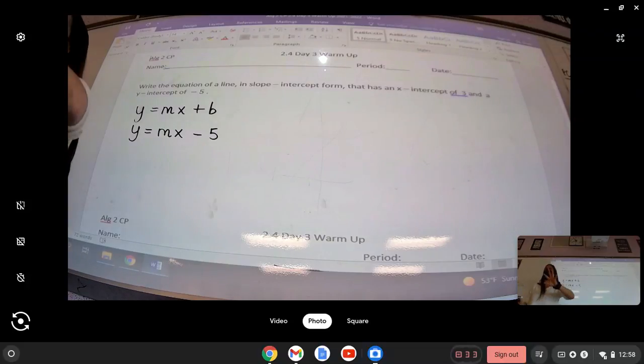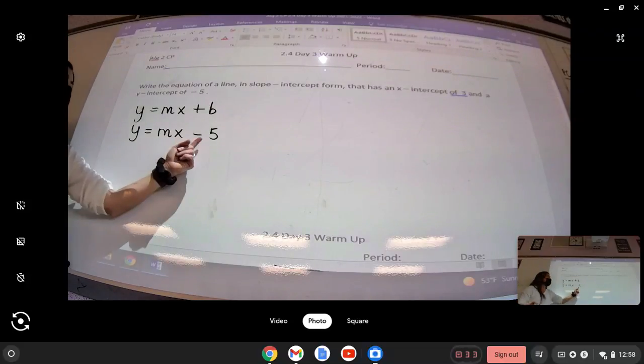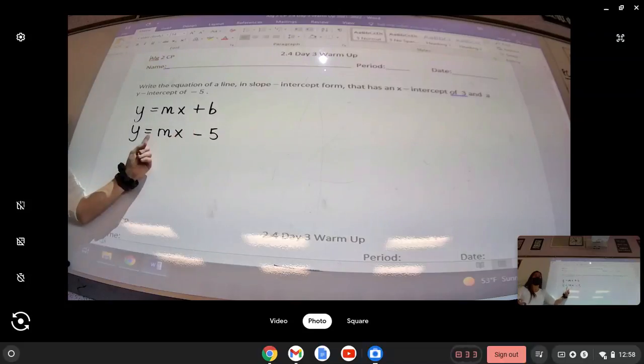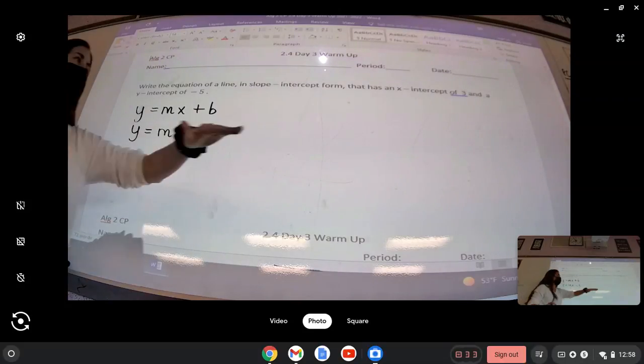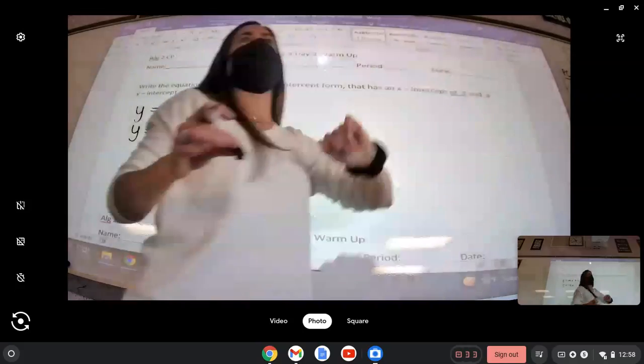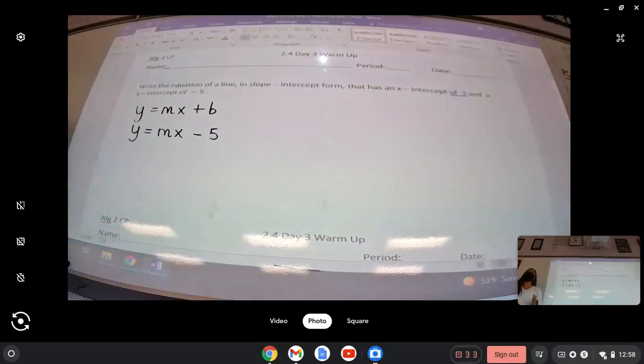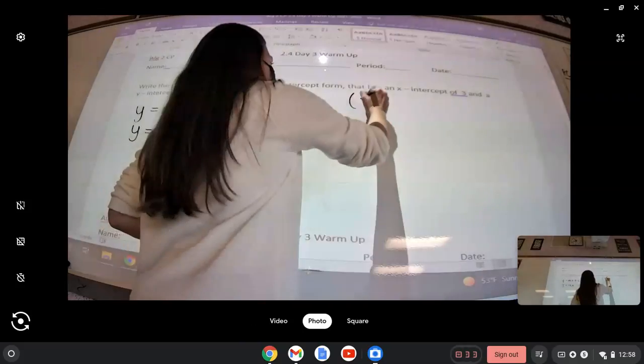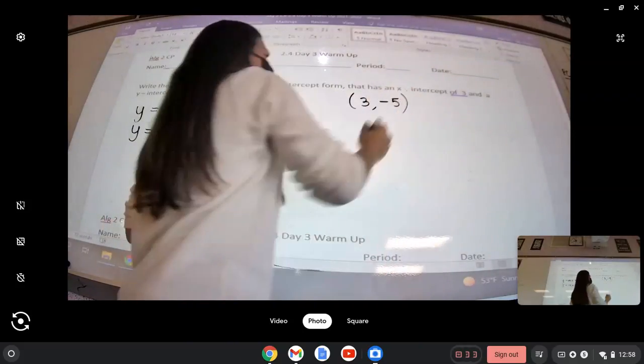Now, a couple common mistakes I see from here is students are then like, oh, well, if that's the y-intercept, then I'm going to plug the 3 in for m and say 3x minus 5. Guys, m is slope. Did they say the slope is 3? So you can't plug it there. Then I see students do this. Oh, the x-intercept is 3. The y-intercept is negative 5.